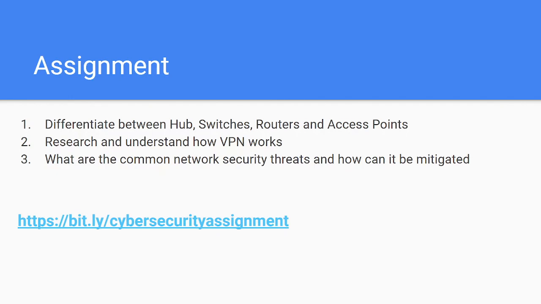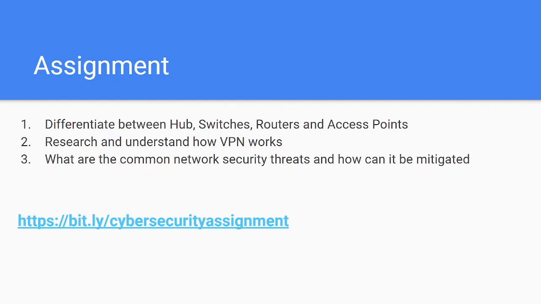So you have to explain the difference between a hub and a switch. I talked about both of them, right? We are also going to find the difference between a router and an endpoint. Then research and understand how a VPN works. I talked about virtual private networks, and how these are very important because in fact almost all corporate environments make use of VPN, especially when they are doing remote work. If an office environment wants to allow remote workers, VPN is paramount, it's very important.